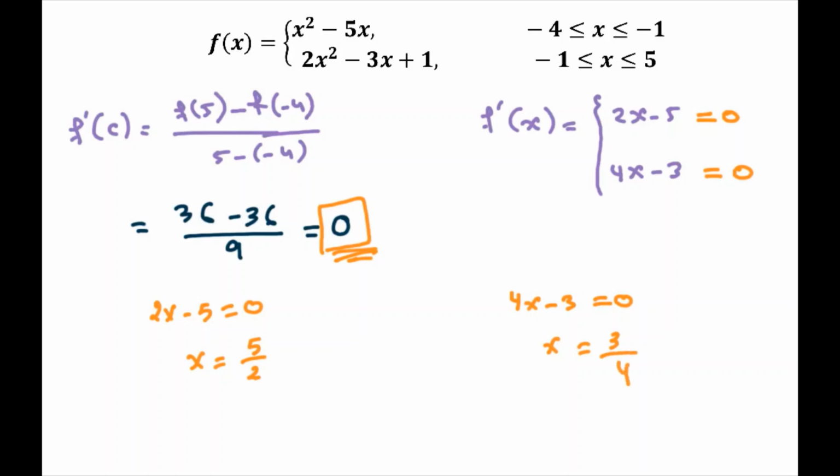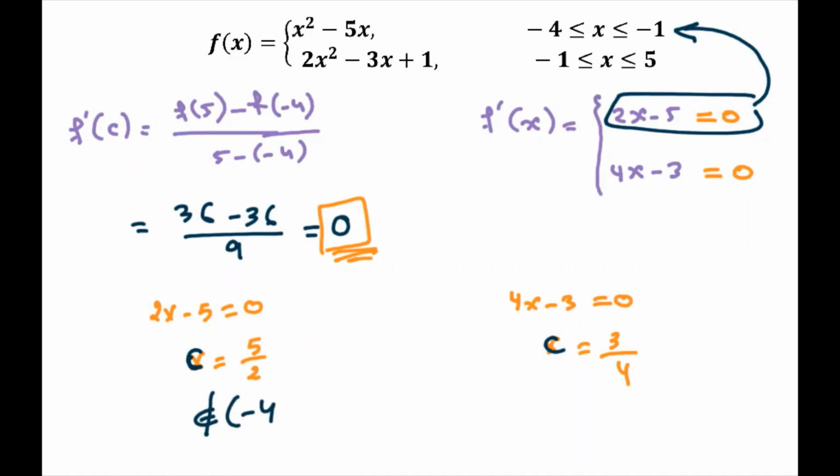Now that's going to be basically c. So now we need to study whether this c belongs to the open interval. First part, we need to study it on the first interval, subdomain. 5 over 2 does not belong to -4 and -1. So this c does not satisfy the mean value theorem. When it comes to the second one here, 3 over 4, this one belongs to the subdomain -1 and 5. So I have only one c that satisfies the mean value theorem.